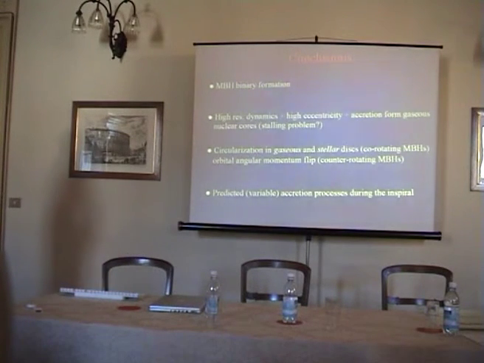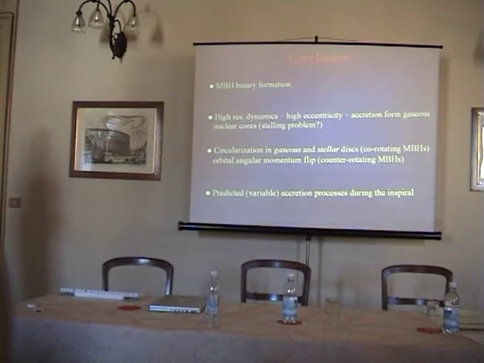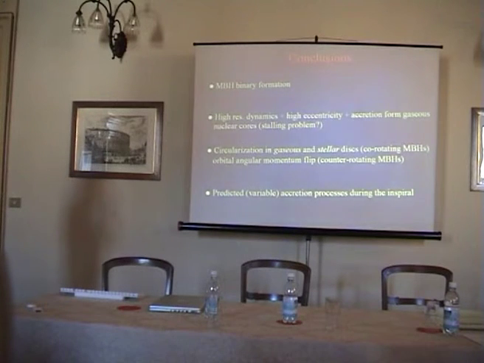regardless of the composition of the disk, if they are initially co-rotating with respect to the disk. If they are counter-rotating with respect to the disk, there is a kind of angular momentum flip, so the massive black hole starts to co-rotate with respect to the disk after some time. And at the end, we predict some variable accretion processes during the spiral onto the two supermassive black holes, and in particular, the variability is higher for the initially orbiting supermassive black hole.